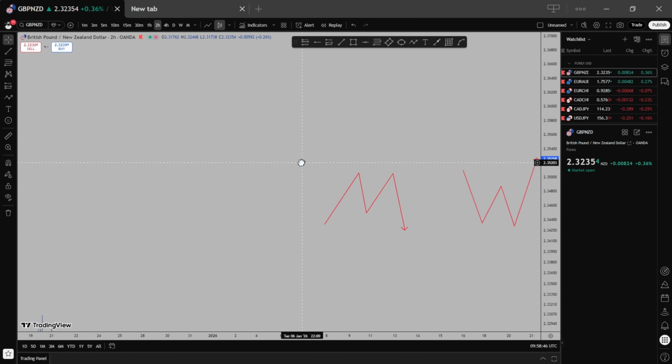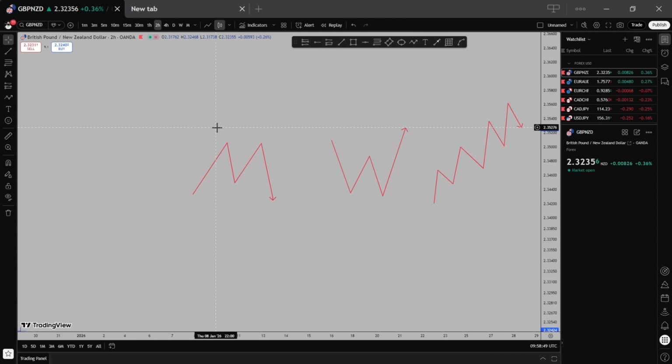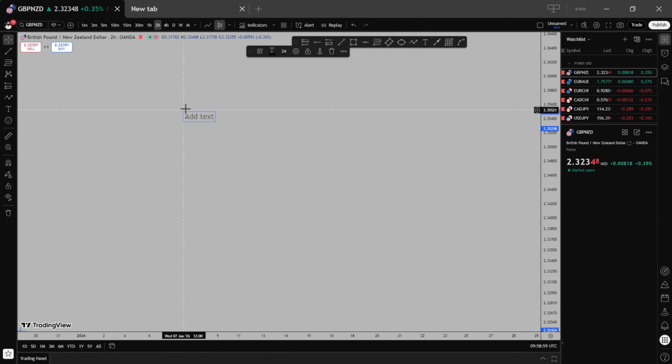So yes, let me delete this. So for me, basically there are three types of liquidity. I repeat, there are three types of liquidity. And the first type of liquidity I would say is inducement liquidity. The second type of liquidity is the structural liquidity.